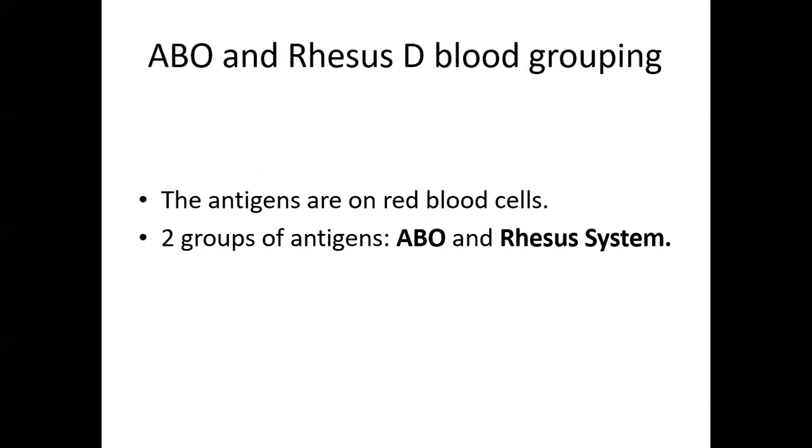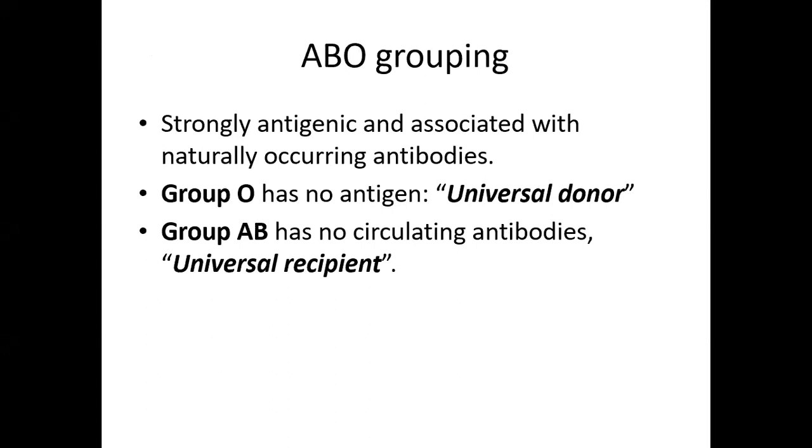These antigens are found on the red blood cells, but they can also be found on other cells. Think about platelets mainly. There are two groups that we are using currently, the ABO and the Rhesus system. The ABO is strongly antigenic, and as I said, it is also associated with naturally occurring antibodies. Group O is called so because it has no antigen, but it has both antibodies, anti-A and anti-B. Another group has no antibodies, that is the group AB, but they have both antigens, as we will see below in the table.